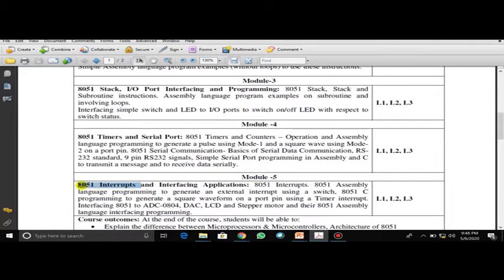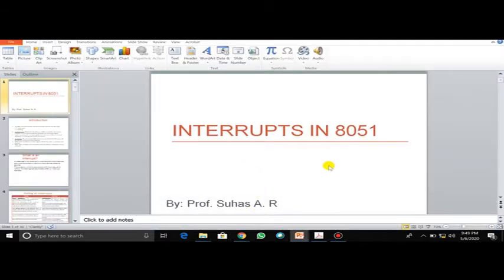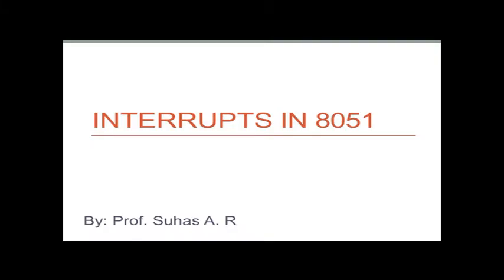But as of now, I'll start with module number 5, that is 8051 interrupts. In today's class, I'll start 8051 interrupts. So let us start the interrupts in 8051. This is module number 5. So what is an interrupt? We already discussed many times in the basics that interrupt means interruption.